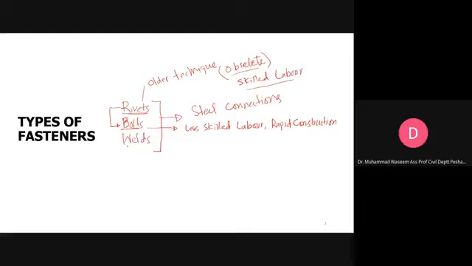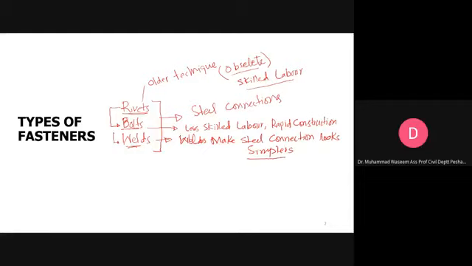Welds, on the other hand, we also use. The advantage of using welds is that they make a steel connection, compared with riveted or bolted ones, look simpler. So this is all about the fasteners.